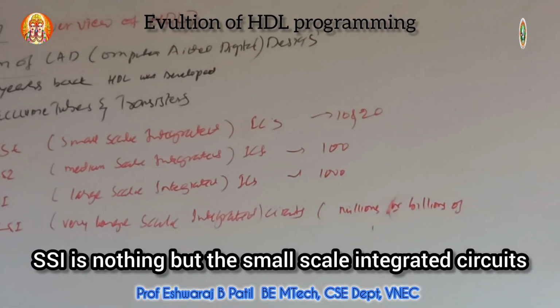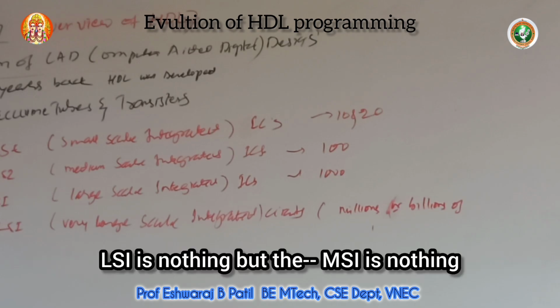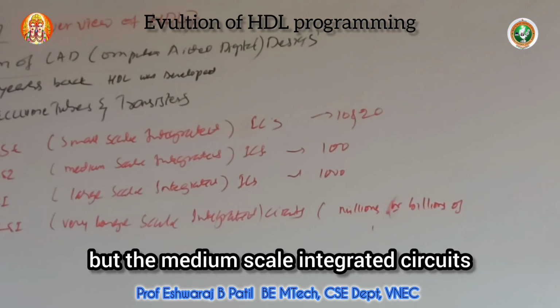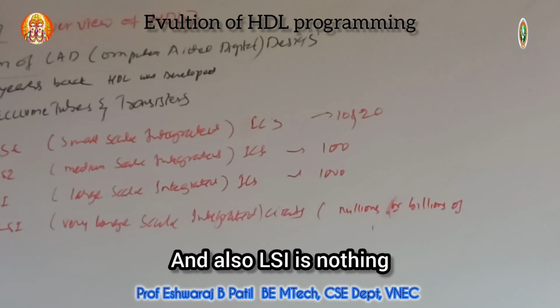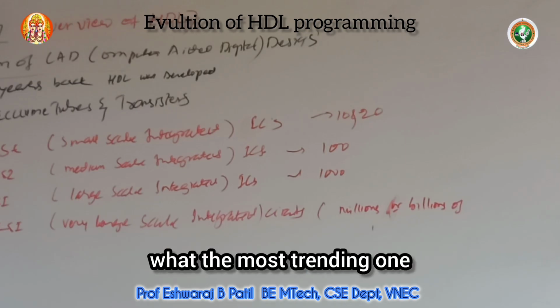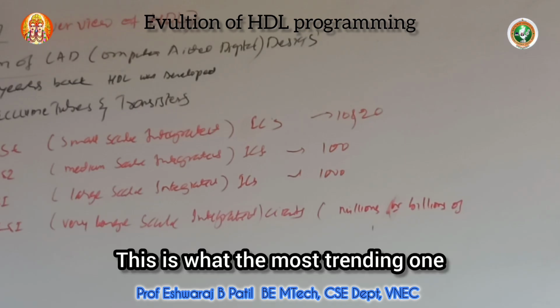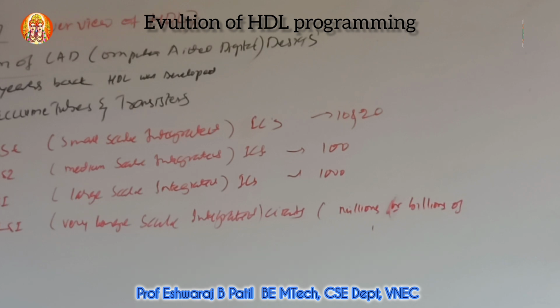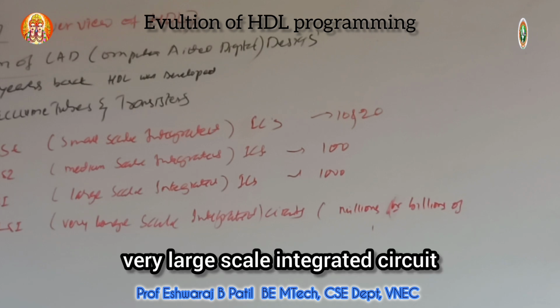SSI is nothing but small scale integrated circuits. MSI is nothing but medium scale integrated circuits, and LSI is nothing but large scale integrated circuits. And this third is for the most trending one. This is the VLSI, very large scale integrated circuit.